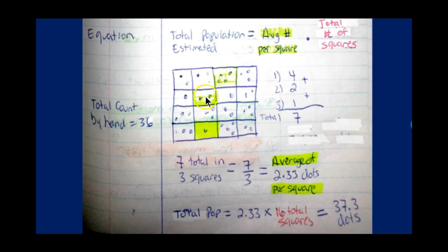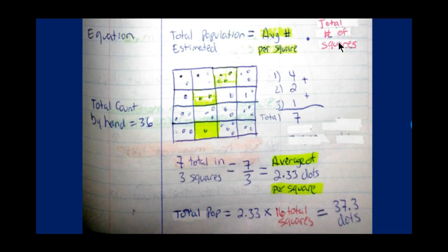So in this square there's 4, in this square there's 2, and in this square there's 1. 4 plus 2 plus 1 gives me 7. Now to get the average, I divide it by the number of squares that I measured. In this case, it's 3, so 7 divided by 3. So what is the average number of dots per square? Well, 2.33.